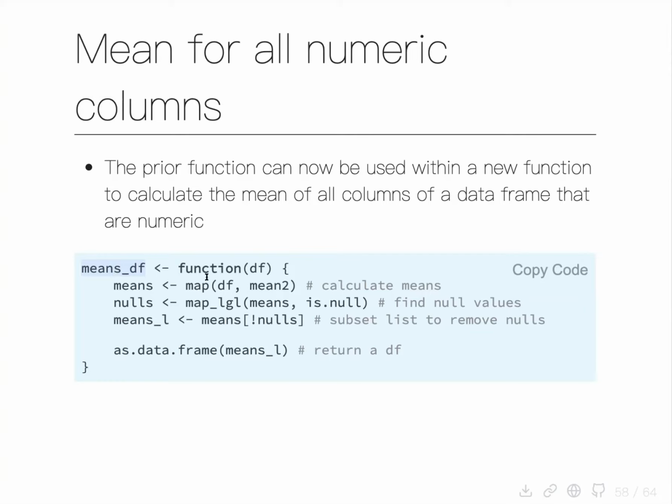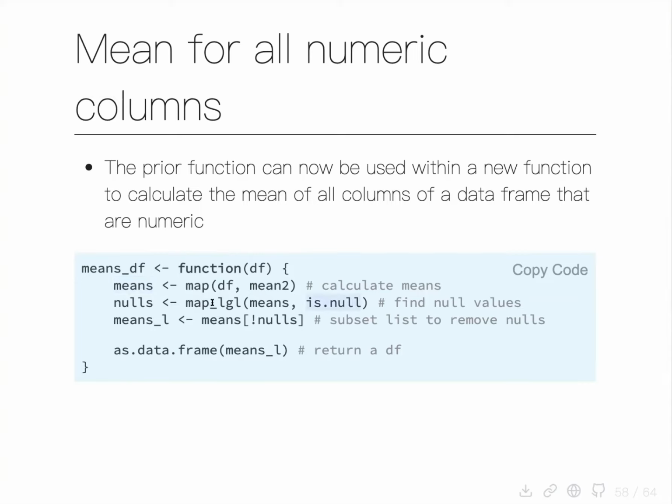This function is going to take one formal argument, df, meaning the data frame, and the first thing we're going to do is compute the means. So I'm going to map through the data frame and apply that function mean2. That's going to give me the means for all the numeric columns, and if they're not numeric, then it'll return NULL. Then in this next line, I'm saying which ones are null. I'm using map_lgl, map logical, through this means list, and applying the function is.null.